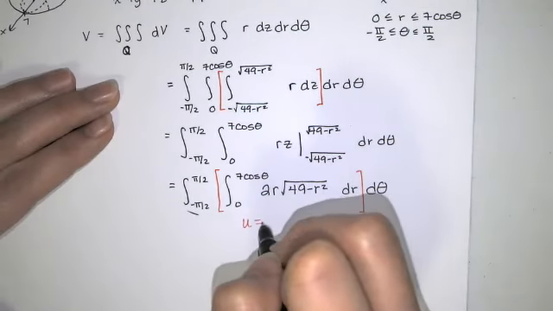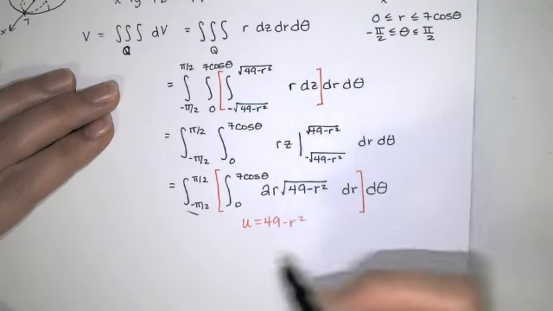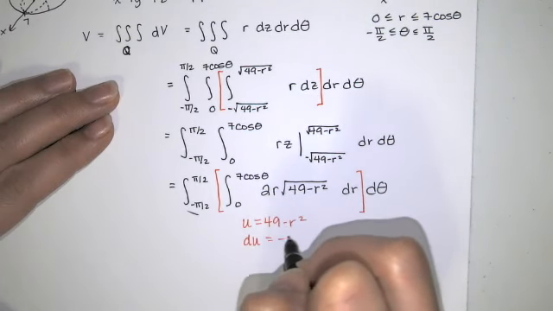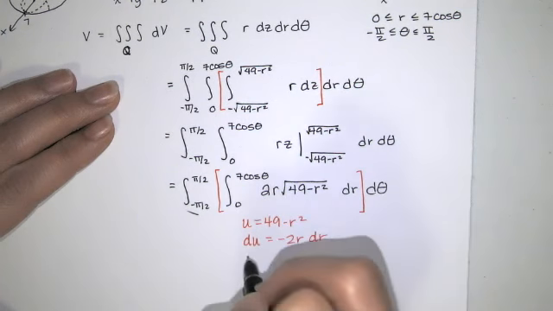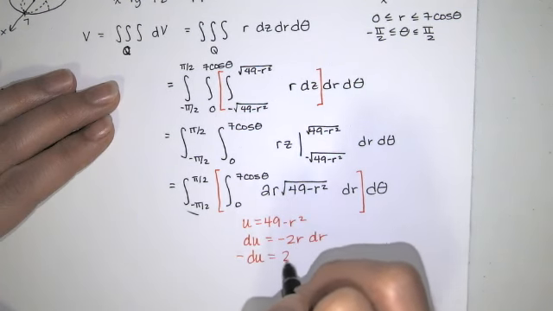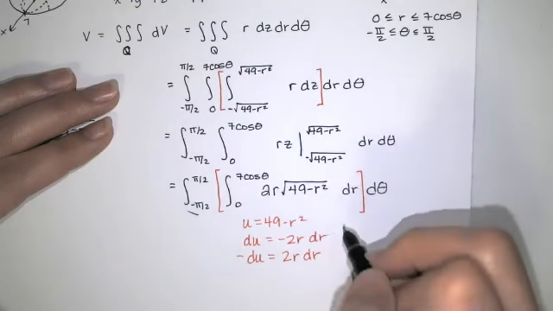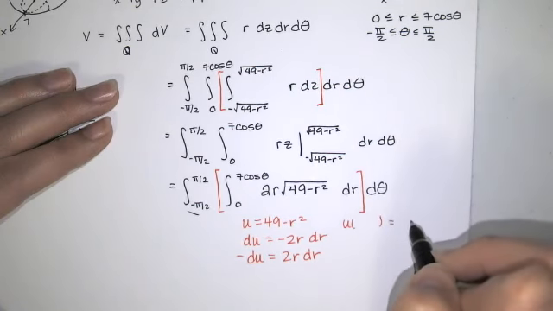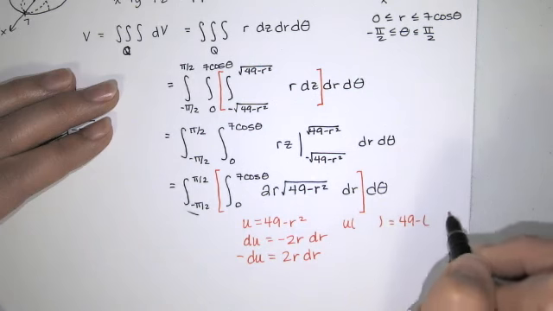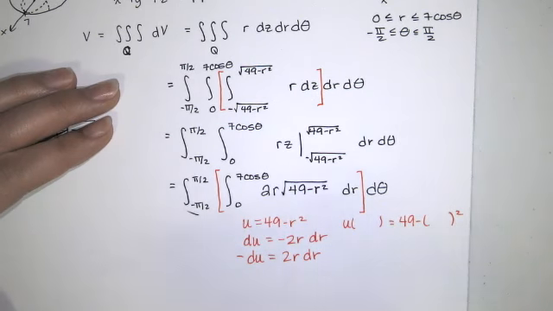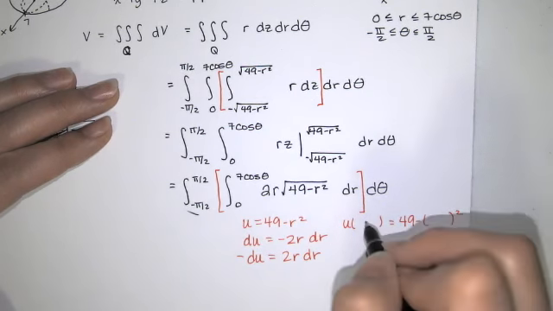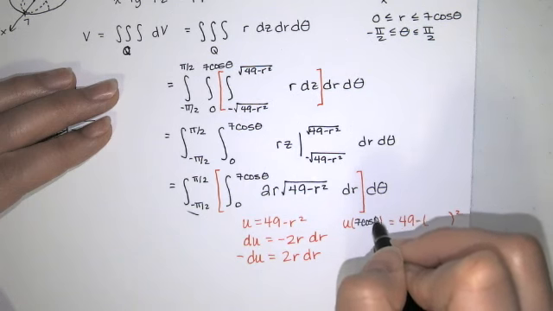I would use a u substitution. 49 minus r squared is our u. Du is negative 2 dr. Multiply both sides by negative 1 to get that 2r dr by itself. And then we need new bounds. So u is a function of r, and we're replacing r with 7 cosine of theta.